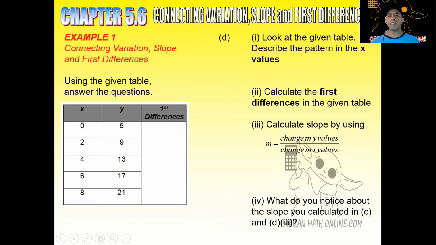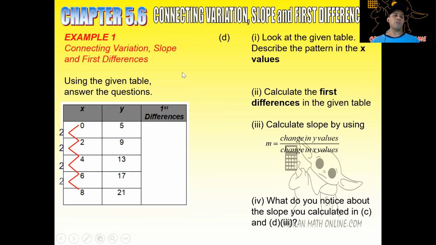It says, look at the given table, which is the one on the left side here. It says, describe the pattern in the x values. If you take a look at the x values, as you go from the top all the way to the bottom, you should notice that there is a pattern. In fact, all these numbers are going up by 2.